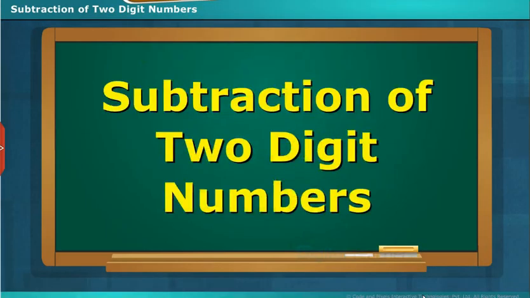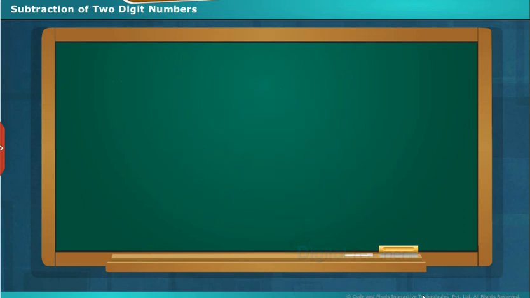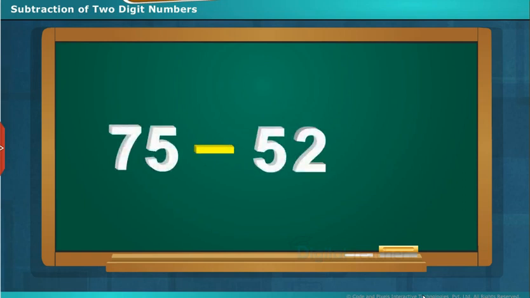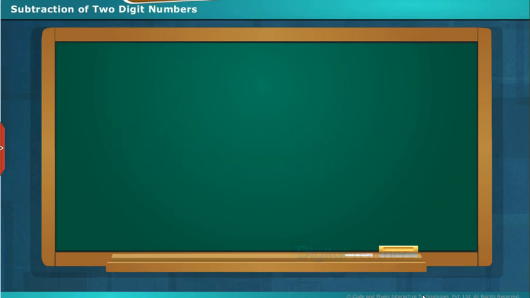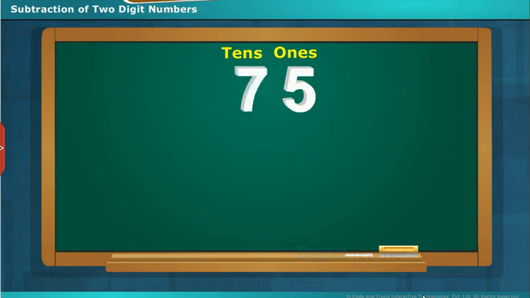In this section, I will show you the subtraction of 2-digit numbers. Now, let us do a simple subtraction of 75 and 52. Write these numbers in the tens and ones place. In the number 75, 5 is in ones place and 7 is in tens place. In the number 52, 2 is in ones place and 5 is in tens place.